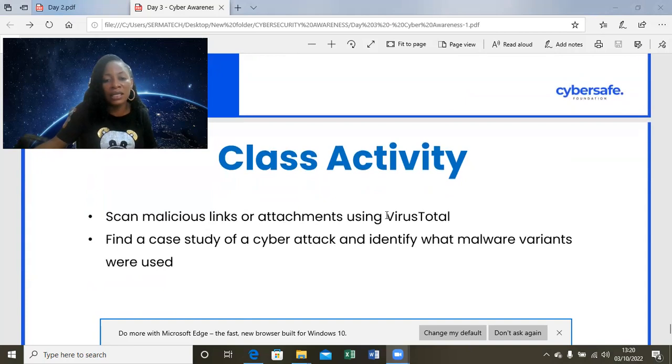Scan malicious link or attachment using VirusTotal. You send a screenshot of this to me and then find a case study of a cyber attack and identify what malware variants were used.